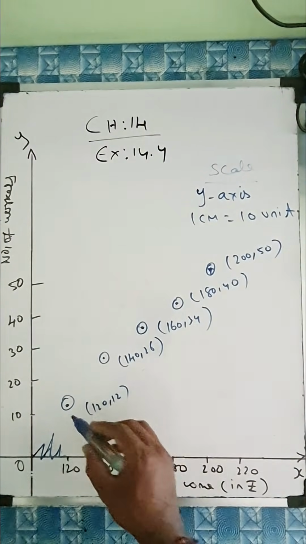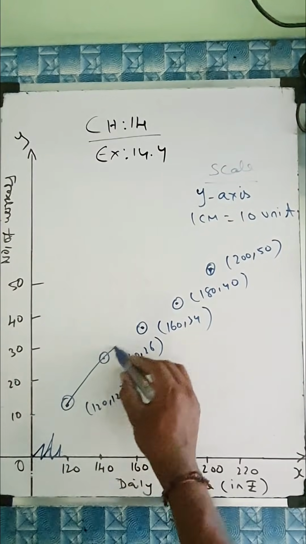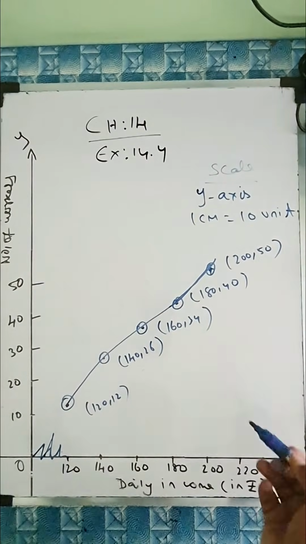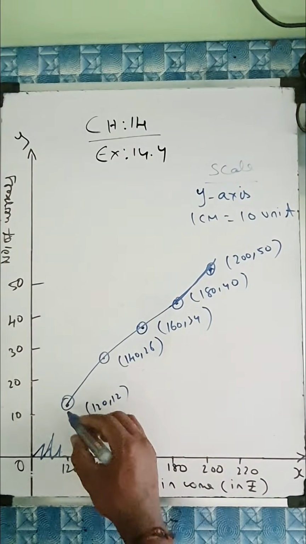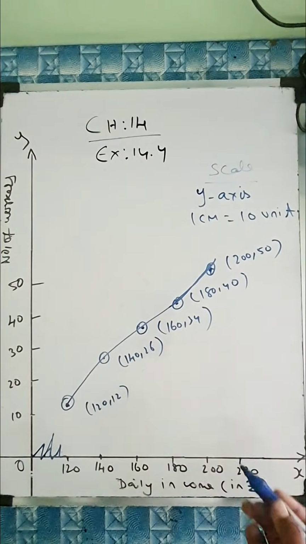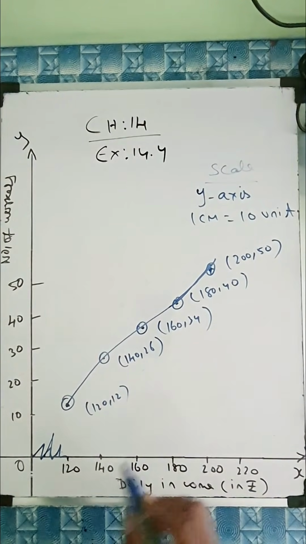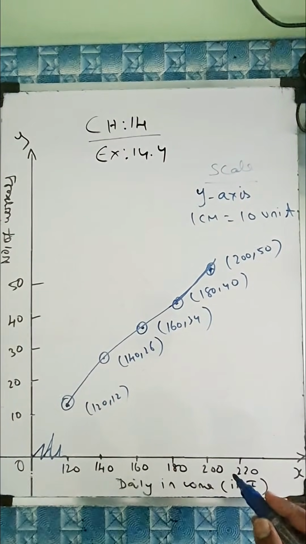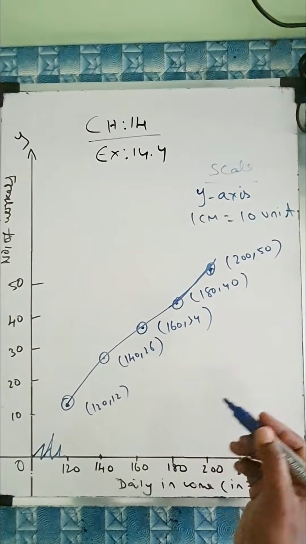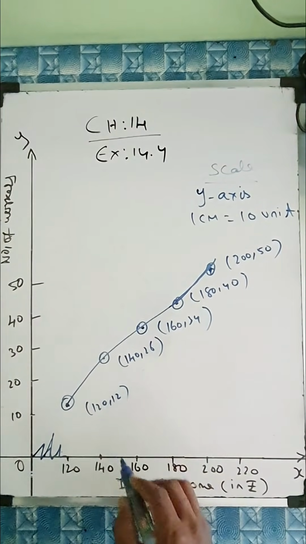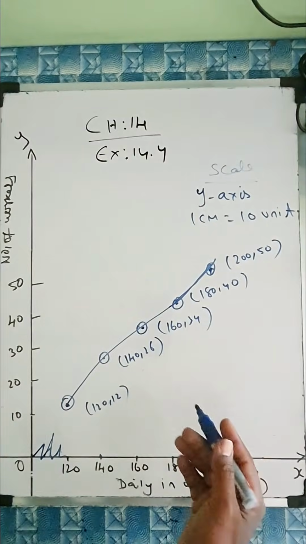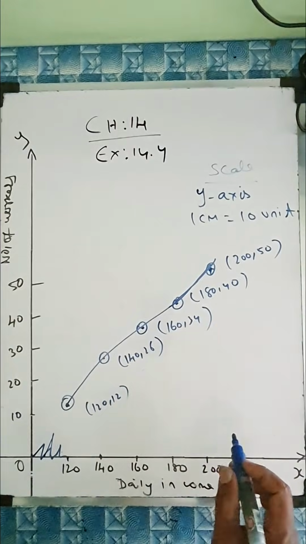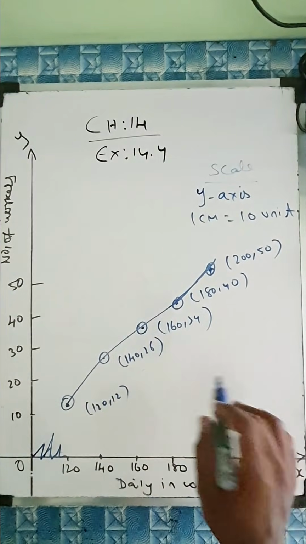So you can join them now. No need to use your scale here, you just draw like this. Just join the points. So this is the less than ogive. And the points you can write on the other side, below the table.